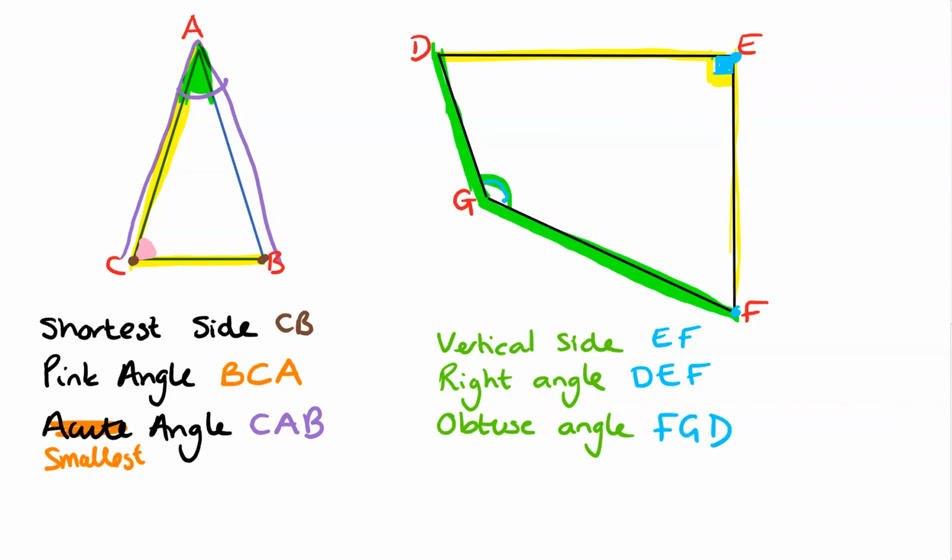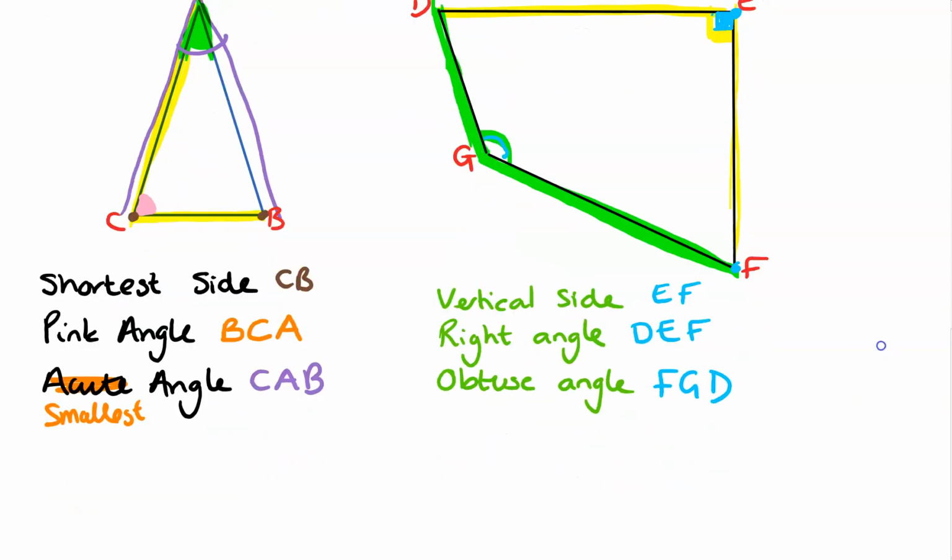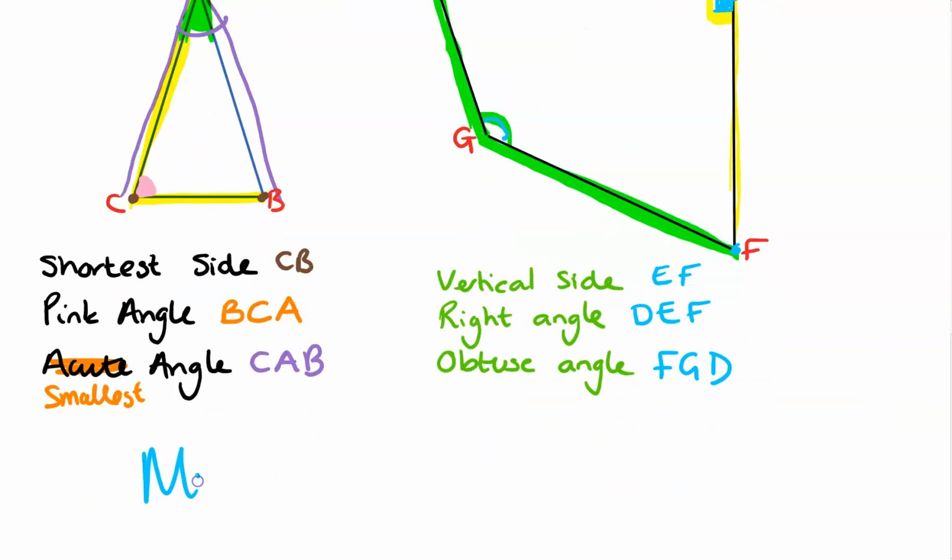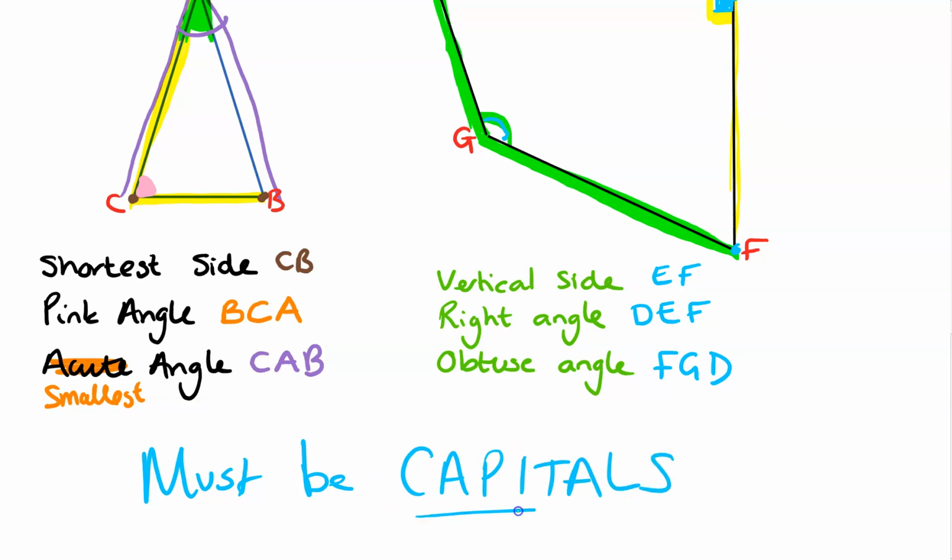Now, the one thing is they must be capitals. Must be capitals. When we start labelling angles and all sorts later on, you can do them in lowercase. So like this would be angle A, this might be angle B. But if you're naming them using corners, you have to use capitals. If you're not using capitals, it will be wrong. So make sure you use them.